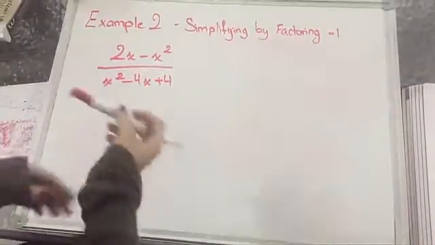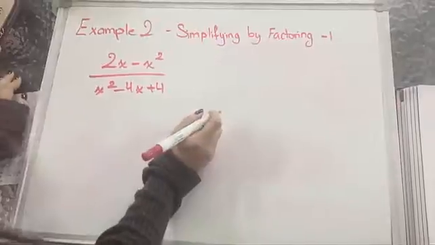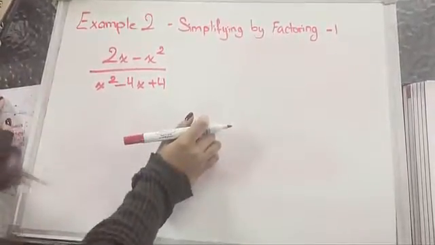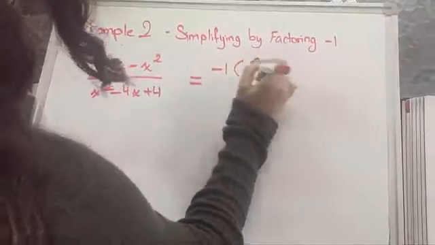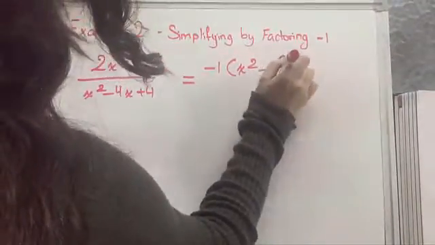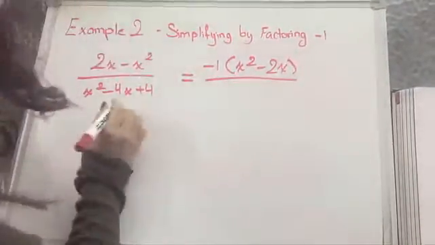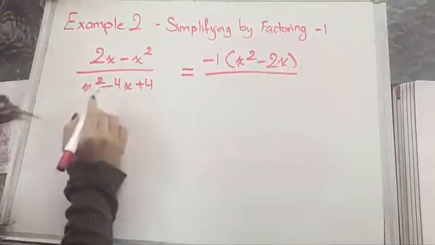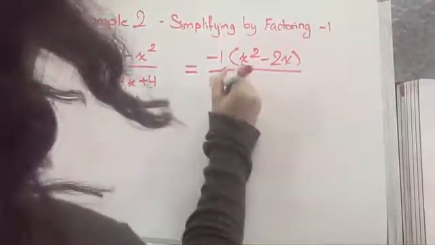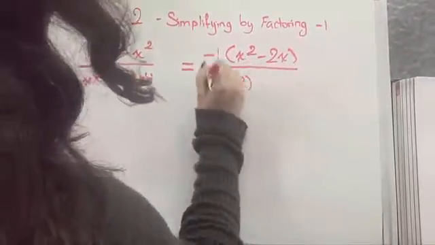Example 2, simplifying by factoring negative 1. The question is 2x minus x squared over x squared minus 4x plus 4. So what you do is you factor out negative 1, you get x squared minus 2x over, and you factor the denominator, you get two numbers that when multiplied give you 4, and when added give you negative 4. So the numbers are negative 2 and negative 2.